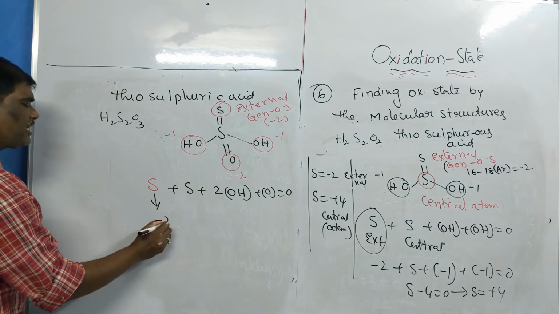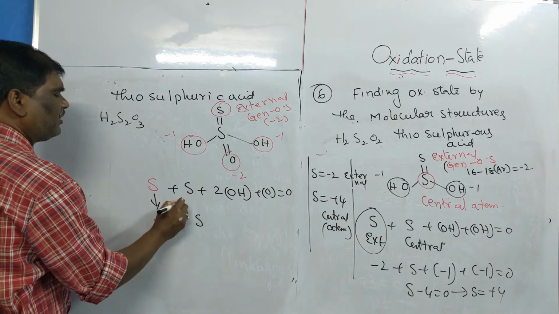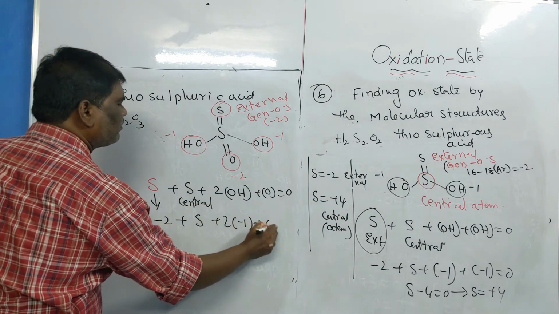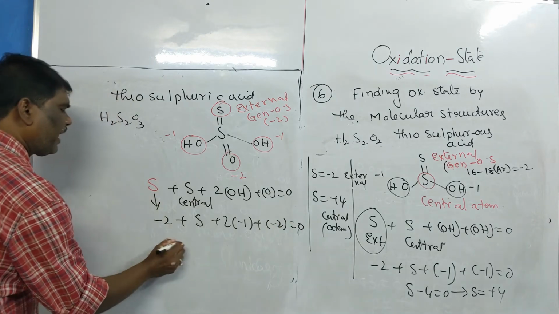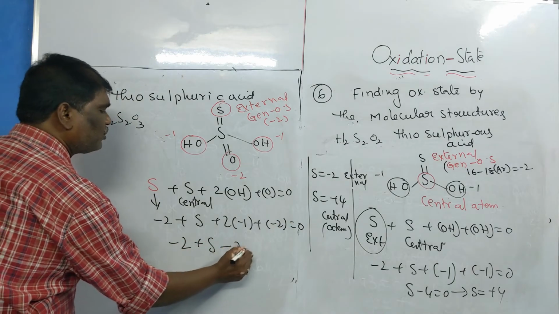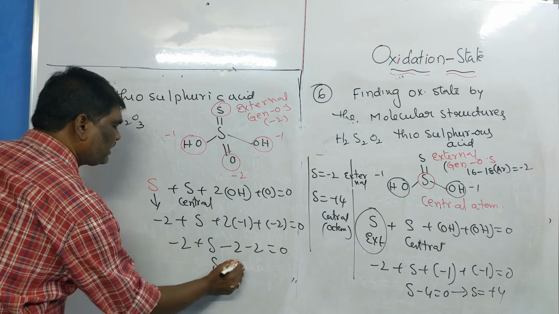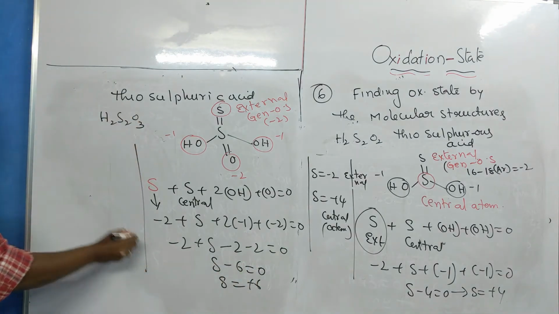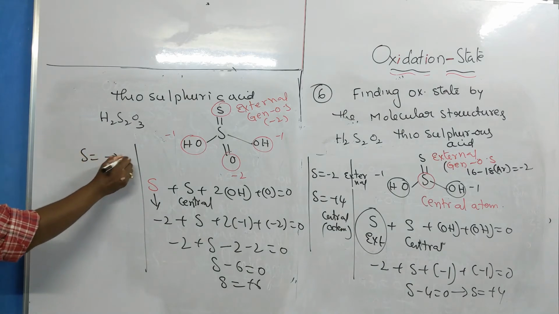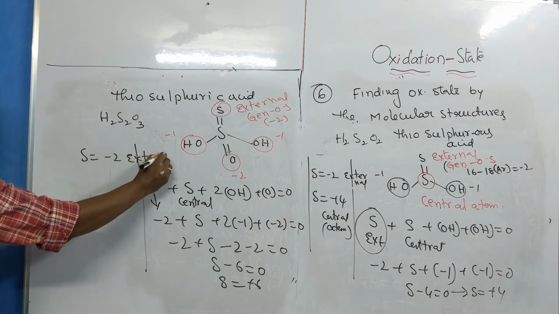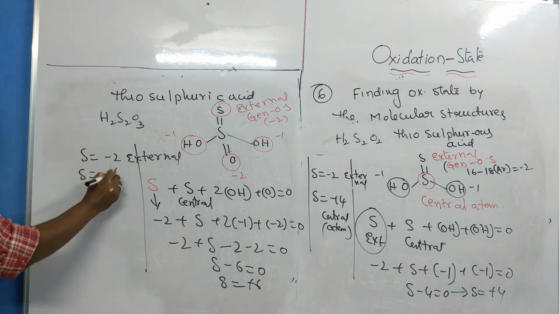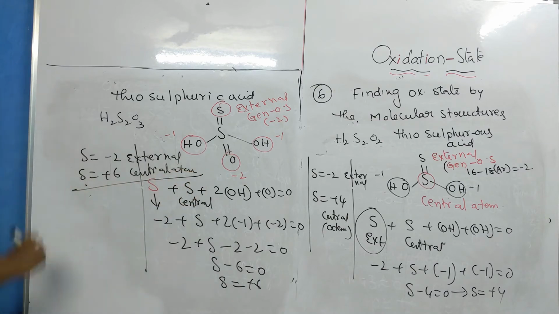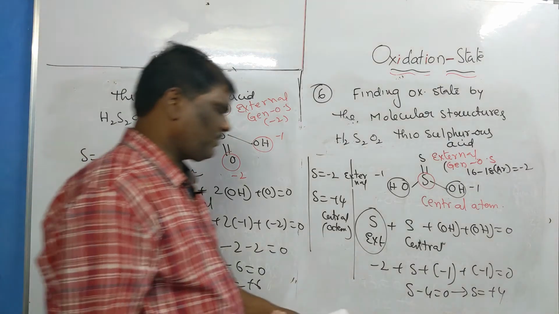Now the external atom is given -2 plus sulfur, this is the central atom, plus 2 into -1 plus -2 equal to 0. So -2 plus S -2 equal to 0. S minus 6 equal to 0. Yes, we are getting +6. Thus there are two oxidation states. One, S is -2 for the external atom. S is equal to +6 for the central atom. Thus we get two oxidation states for the sulfur atoms.